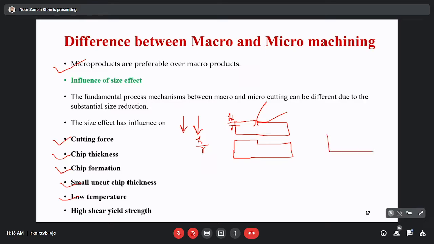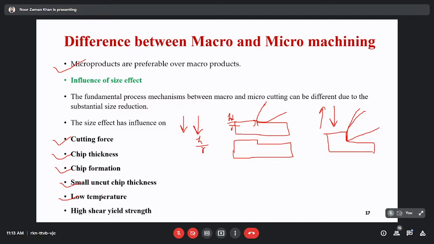In macro machining, the uncut chip thickness is large. If the uncut chip thickness is large, the degree of deformation is also large, and that generates higher temperature. Higher temperature will soften the workpiece and reduce the cutting forces. But in micro machining, the uncut chip thickness is small, so the temperature will also be small. So it will not be advantageous for softening the workpiece.